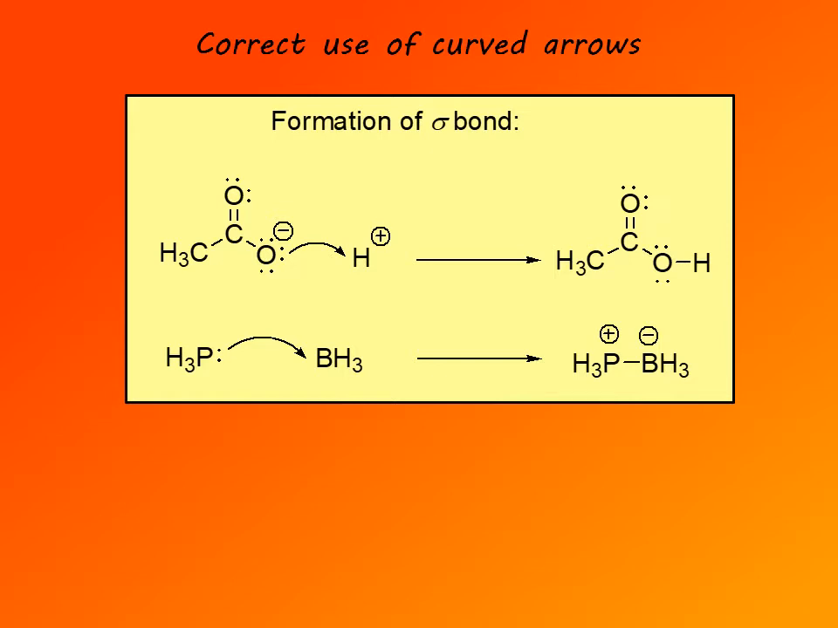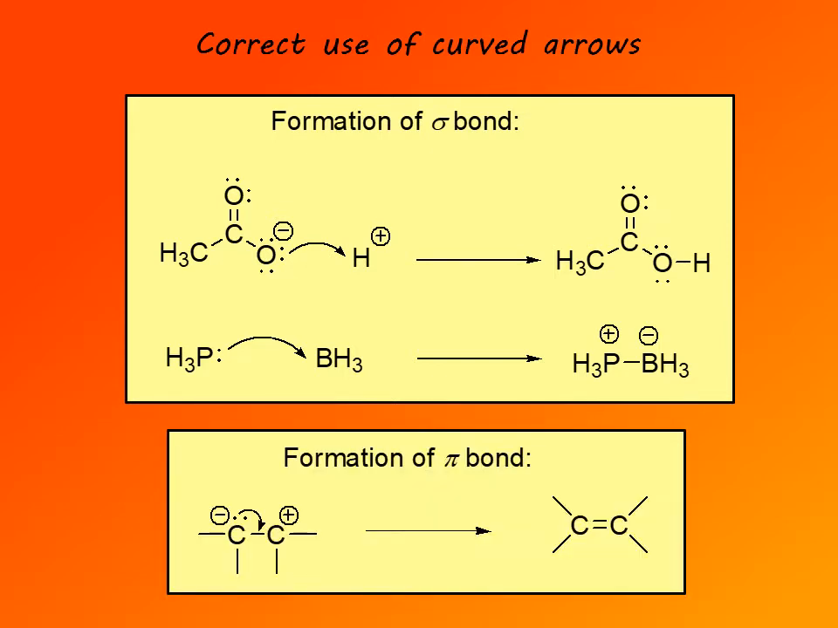You should make sure that you understand these examples and that you can follow flow of the electrons so that you know which bond has formed as a result of indicated movement of electrons. In the first case, it's the OH bond that has formed, and in the second case, of course, it's phosphorus-boron bond that is formed as a result of indicated movement of free electron pair.